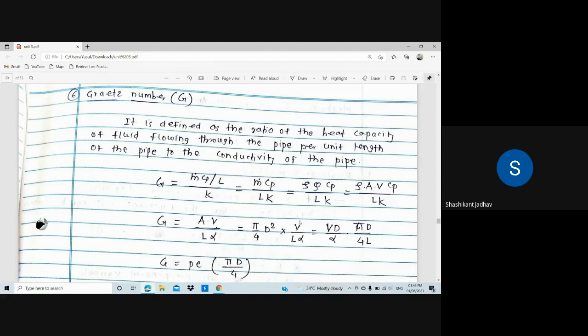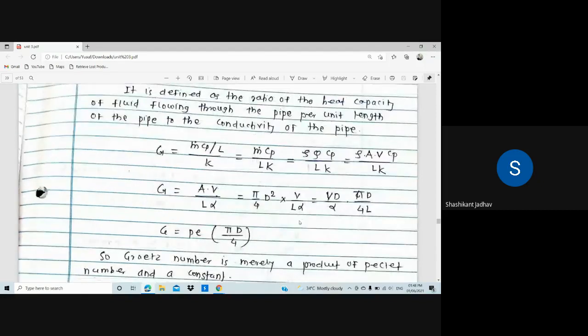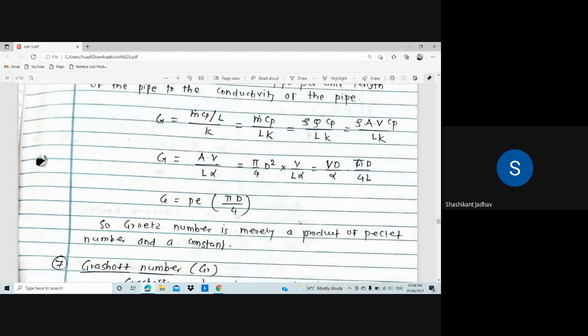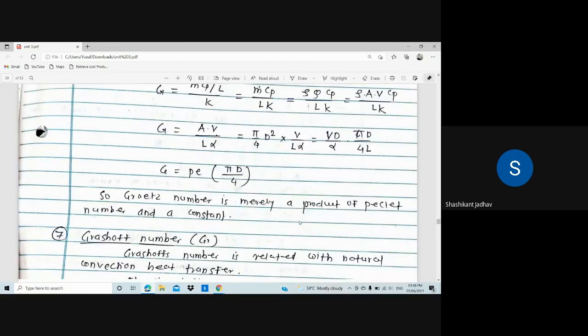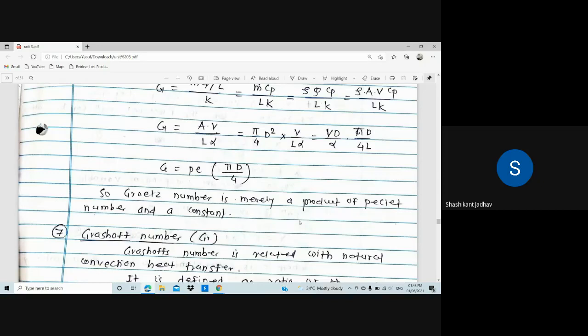What is mass flow rate? Density into discharge. Mass flow rate is nothing but density into discharge. So instead of m dot we have to write rho into Q. So rho into Q into cp divided by L into K. And discharge is nothing but area into velocity. So instead of Q we write area into velocity, that is A into V. Therefore rho into A into V into cp divided by LK.